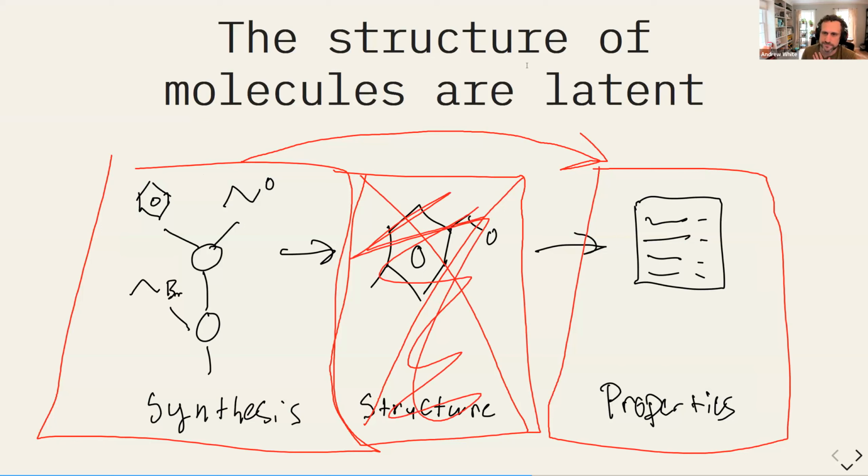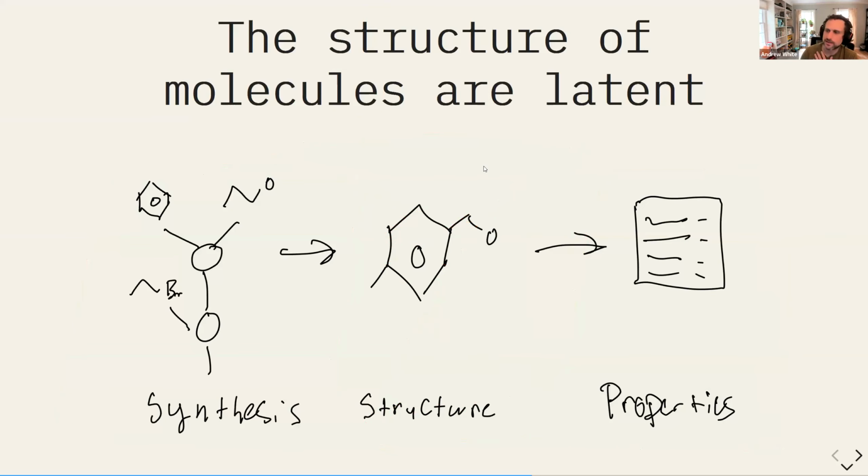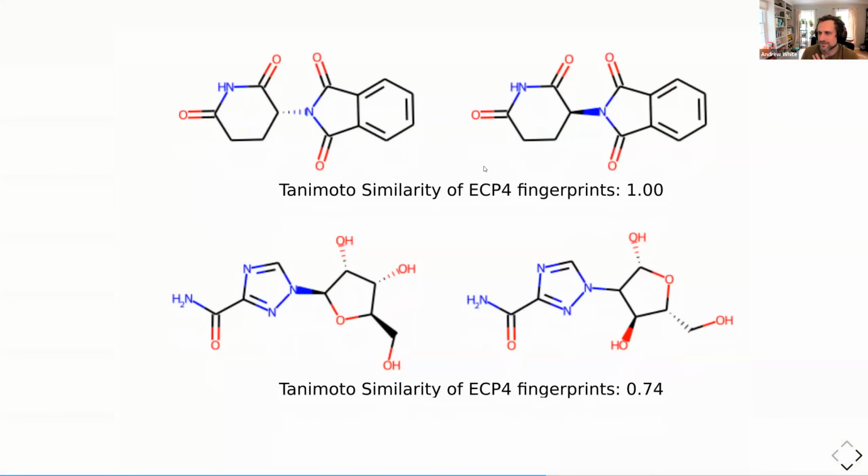Okay, so let's take a look at just two little examples here. This is kind of a famous example on top. We have thalidomide, which is a molecule with two stereoisomers. In one configuration, it causes birth defects, and in the other, it's an anti-nausea medication. So if you think about molecular structure, the Tanimoto distance between these two is basically zero. It's the same similarity, but very different properties, right? So this is an example where we have almost identical structure, but very different properties.